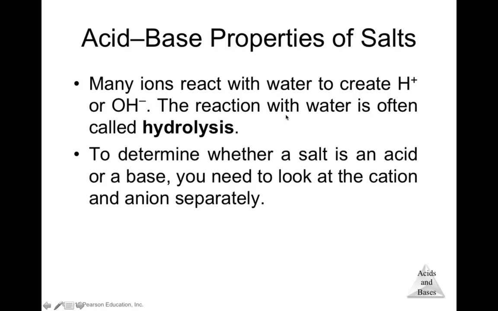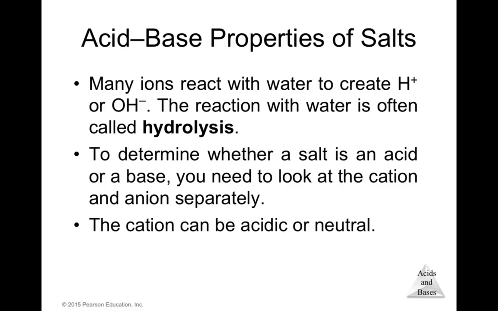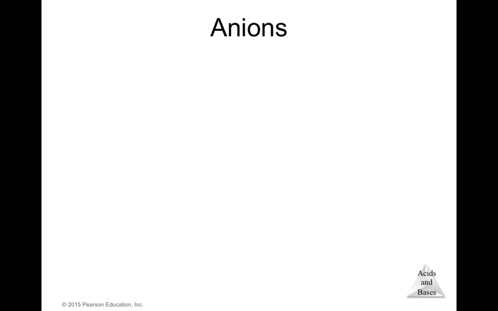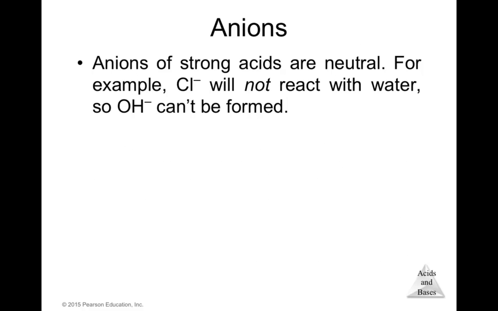To determine whether a salt is an acid or a base, you need to look at the cation and anion separately. So in one reaction, you're going to look at that salt and evaluate its cation and its anion. The cation can be acidic or neutral, and the anion can be acidic, basic, or neutral. Okay, so let's talk about the anions. The anions of strong acids are neutral. For example, chloride will not react with water, so OH can't be formed.